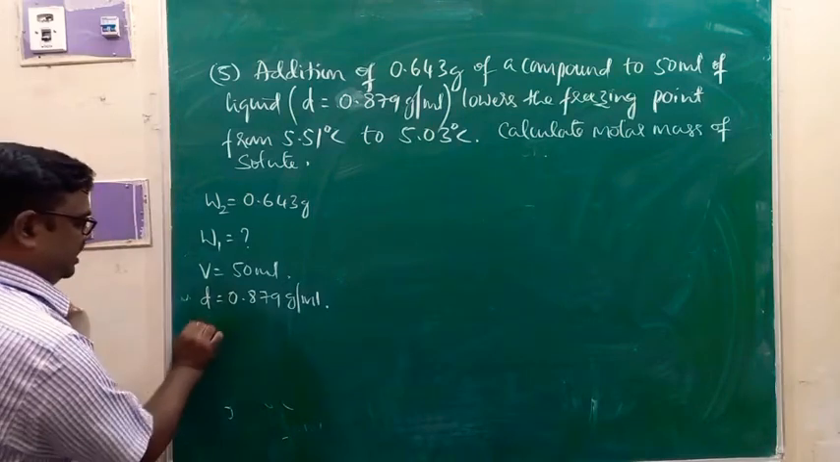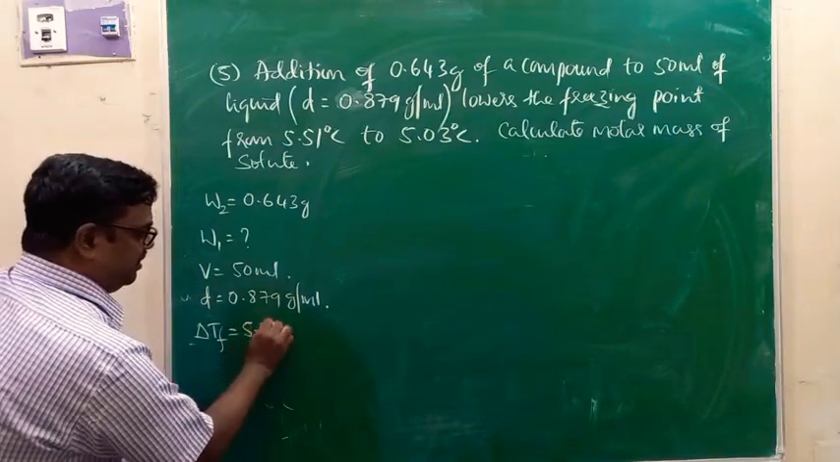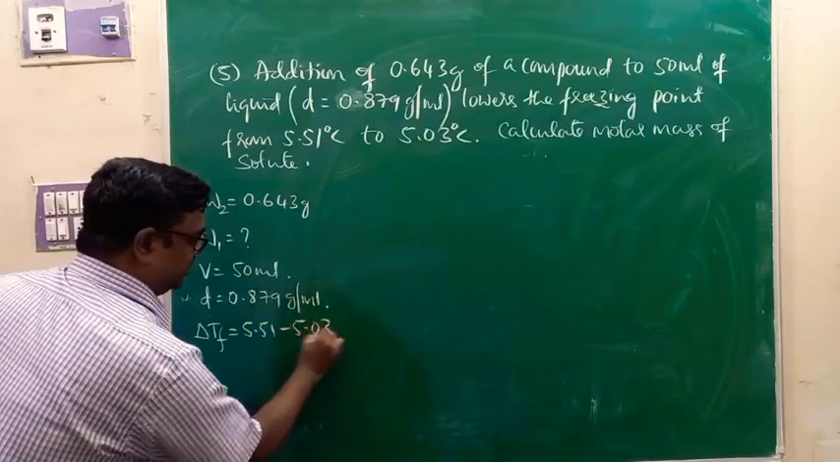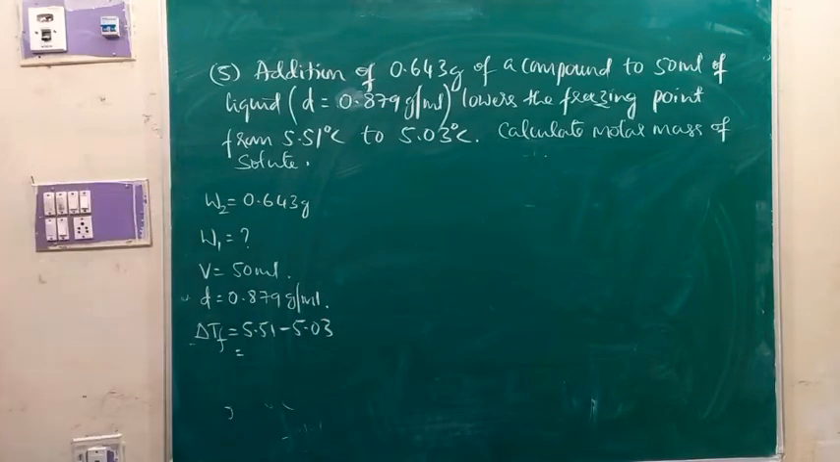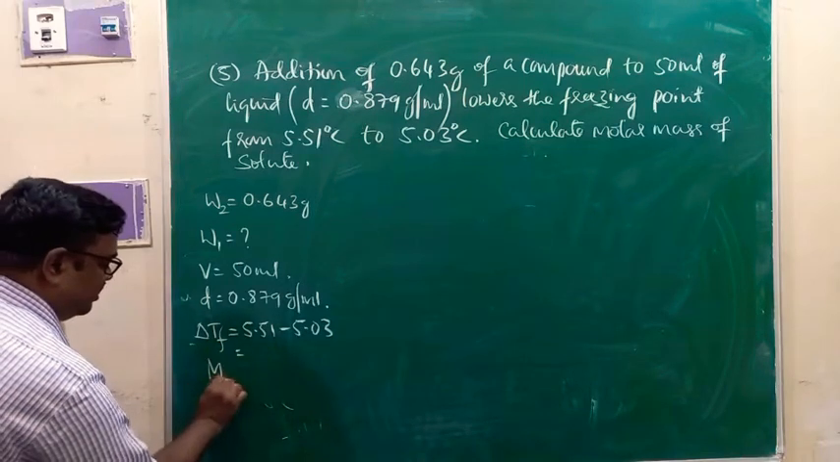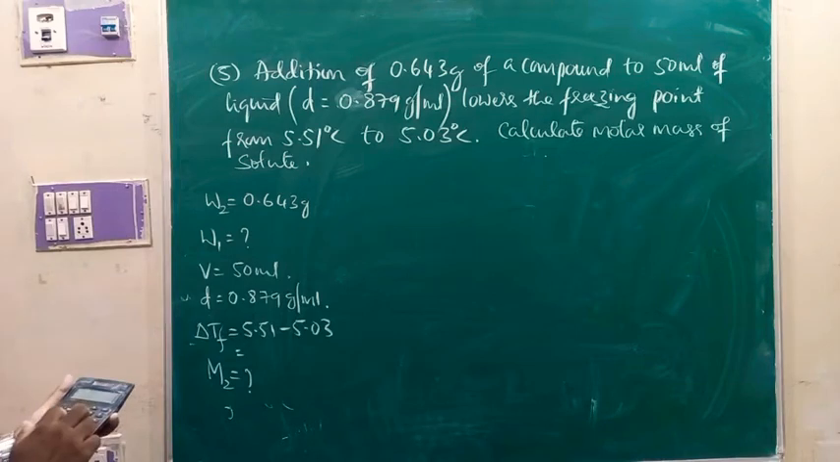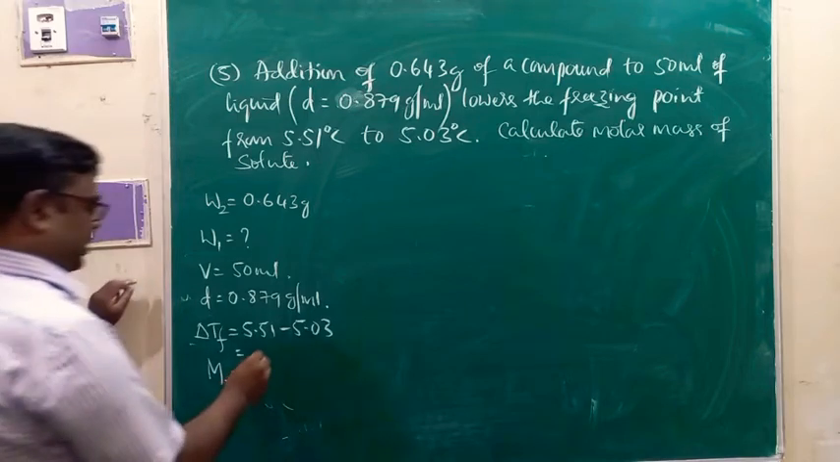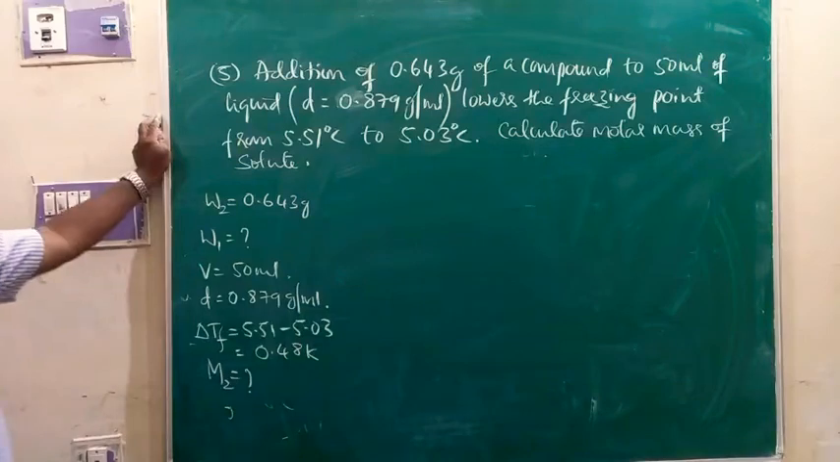That is, delta Tf is equal to 5.51 minus 5.03. Right? It decreases. See how much it decreases, right? And you are supposed to calculate molar mass of solute. Yes, that is 5.51 minus 5.03. It comes out to be 0.48. It is Kelvin or degree Celsius, right?